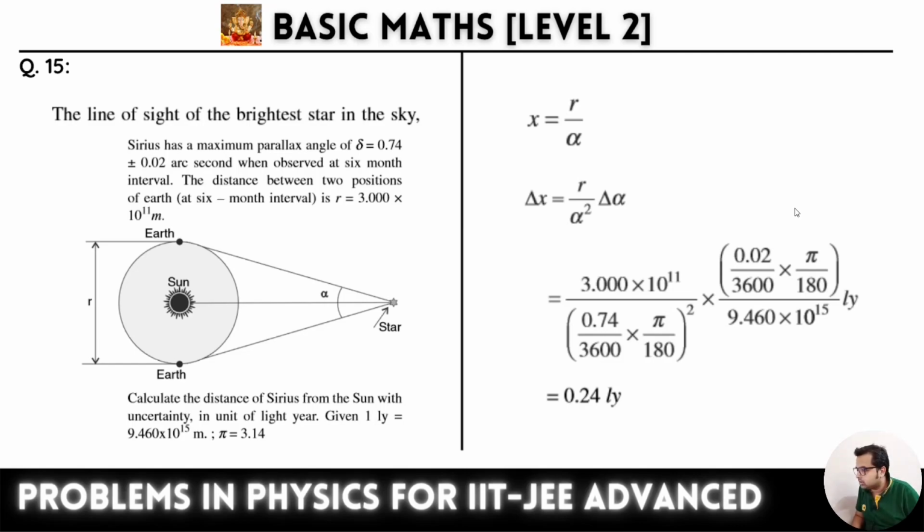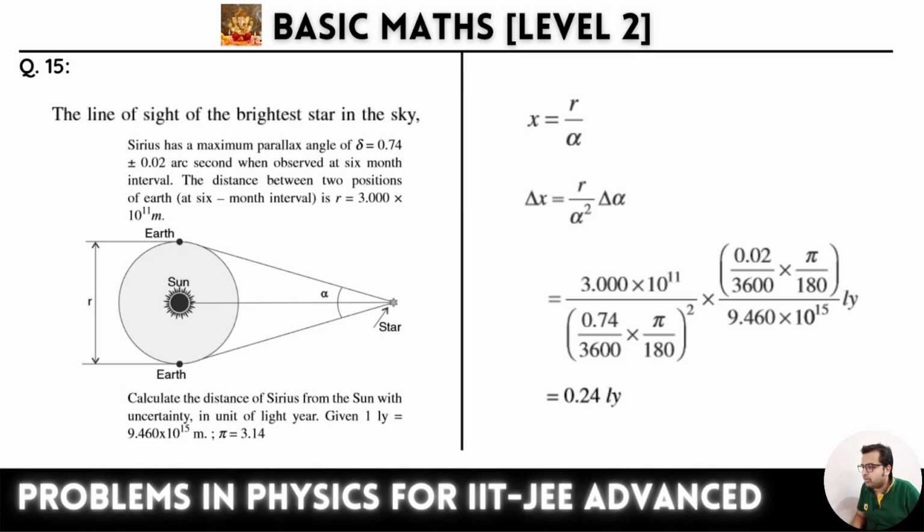In the problem, the uncertainty of the angle is given. The uncertainty of r is not given. So that's why we just have to use the delta alpha. So delta x is equal to r upon alpha square delta alpha.